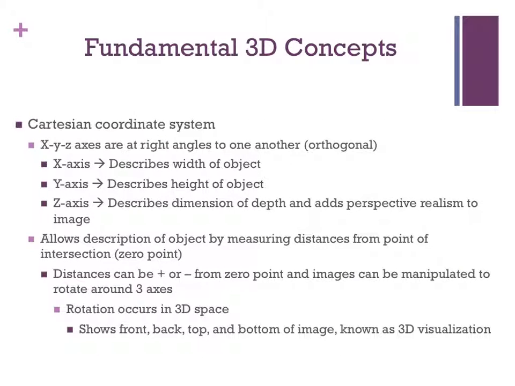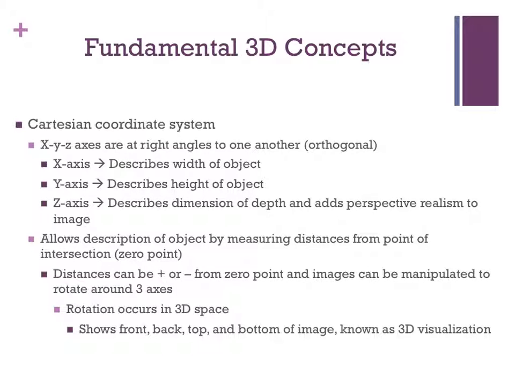The Cartesian coordinate system is where the X, Y, Z axes are positioned at right angles to one another. This means they are orthogonal to each other. The width of an object is described by the x-axis. The height is described by the y-axis, and the z-axis describes the dimension of depth and adds perspective realism to the image. The coordinate system allows the description of an object by measuring distances from the point of intersection, or the 0 point.